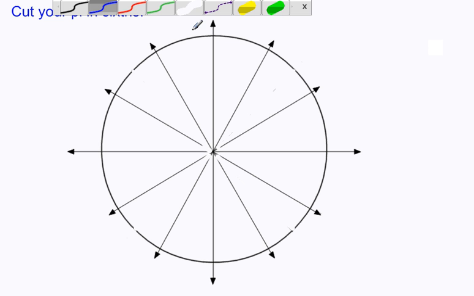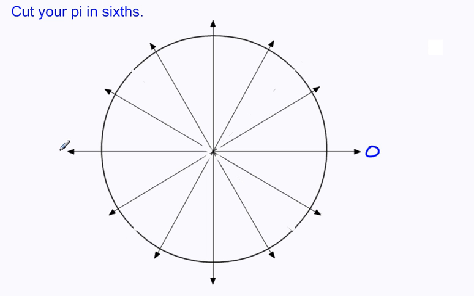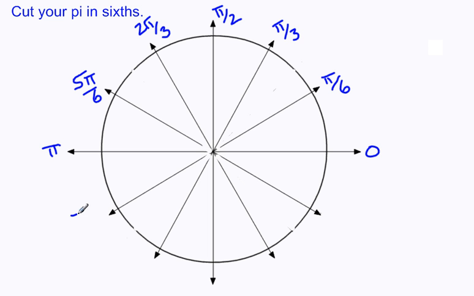So when we divide our pi into 6, we're going to start here as 0. Here is the distance to pi, and so here we go. 1/6 of the way to pi is pi over 6. 2/6, well, that's just 1/3, or pi over 3. Here we have 3/6, so that's pi over 2. Here's 4/6, which reduces to 2 pi over 3. 5/6, 5 pi over 6. 6/6, which is a full pi.